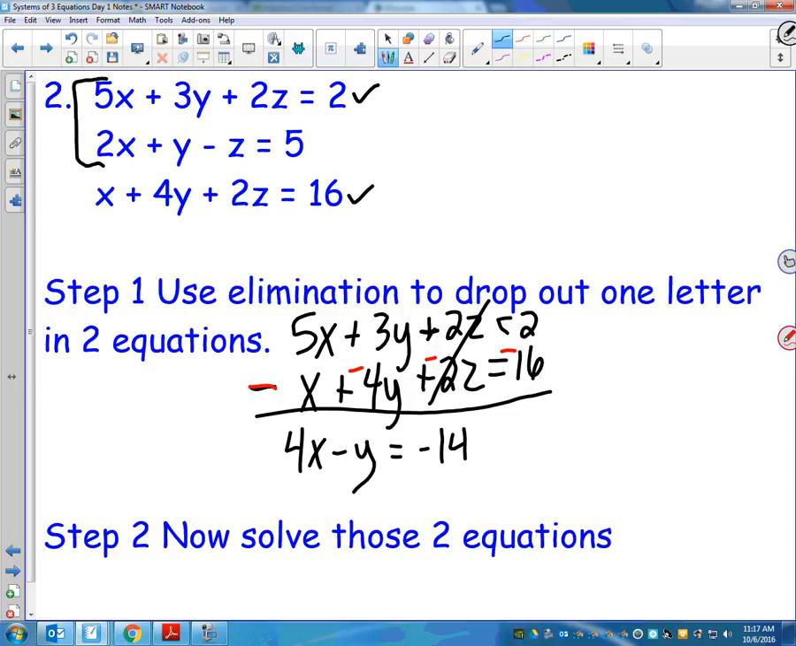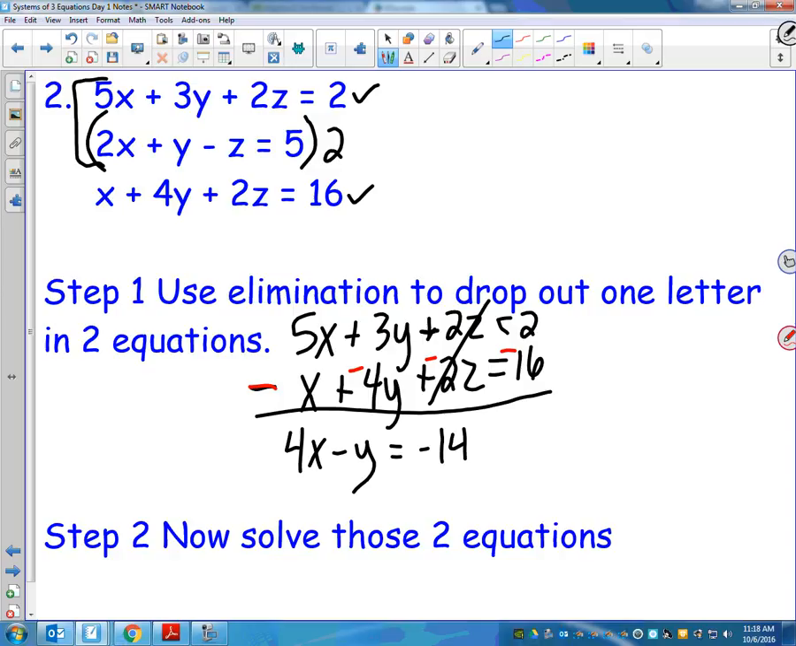But I want the z to eliminate. So I have to make sure I multiply so that these will be the same. So in this case, since this one's already a 2, are you okay if I just multiply that by 2? And I like to just keep it so I can add if I can. So I'm going to multiply by positive 2. But if you want to multiply by negative 2 and subtract, again, we'll get the same answer.